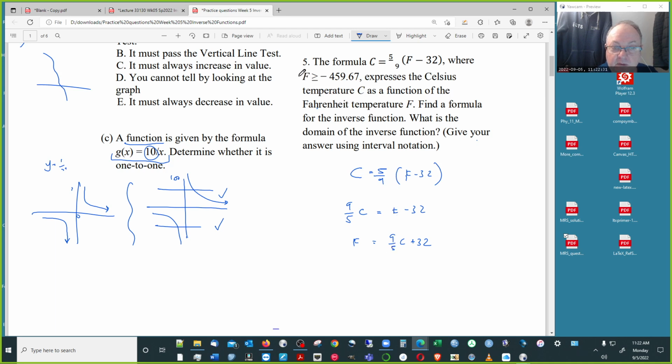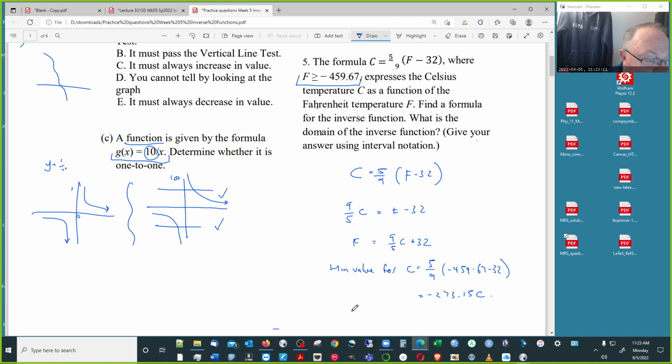Now this tells us something. This sets a minimum value. Well, we know that's absolute zero anyway, or at least the physicist and the chemist amongst us will.